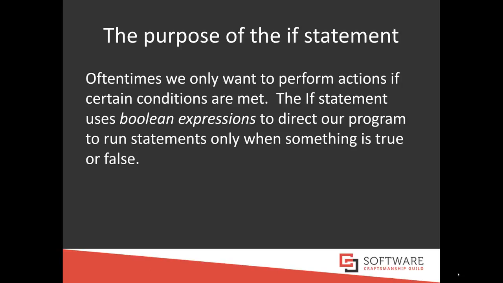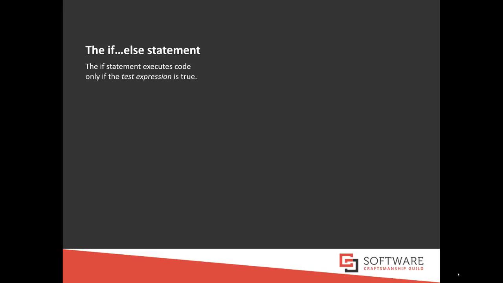The purpose of the if statement is to direct our logic such that we only perform an action if a condition is true. So the if statement uses a Boolean expression to direct our program down one path or another if it's true or false. If has a partner to it called else. The if statement executes code only if the test expression is true.